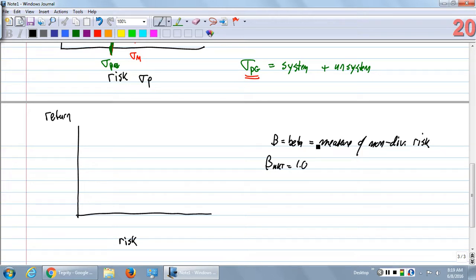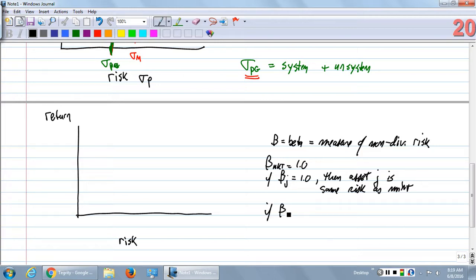So if stock J has a beta of 1, then its movement tracks the market. It's just as risky as the market. I'll put same risk as the market.